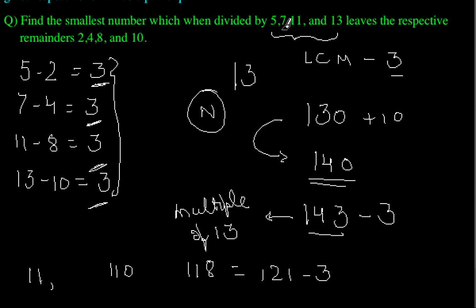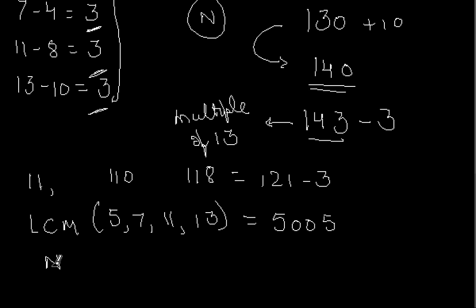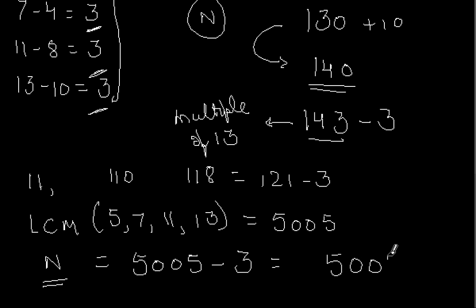So how do we do it? The 5, 7, 11, 13. So the LCM of 5, 7, 11, 13 is given by, there is no common factor here, so we simply multiply 5 into 7 into 11 into 13. So 5 into 7 is 35 and 11 into 13 is 143. So if we multiply all four numbers, we will get 5005. And now we simply need to subtract this common number 3 from here, which will be 5002. Now see, 5002 is the required answer.